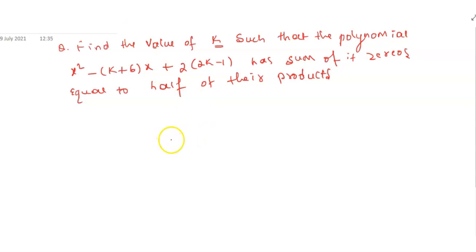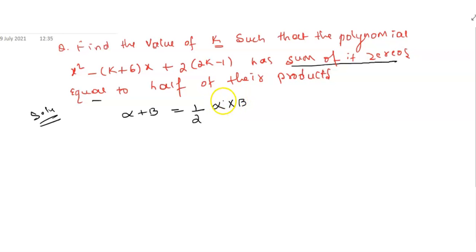Here you can see sum of its zeros. Sum of zeros means, how can I write? Let's write the solution. Sum of zeros is alpha plus beta. Sum of its zeros is equal to half of their product, means the product of the zeros, that is alpha into beta. This they have given. These two are equal, here is given. That means I can write this as alpha plus beta is equal to alpha beta by 2.